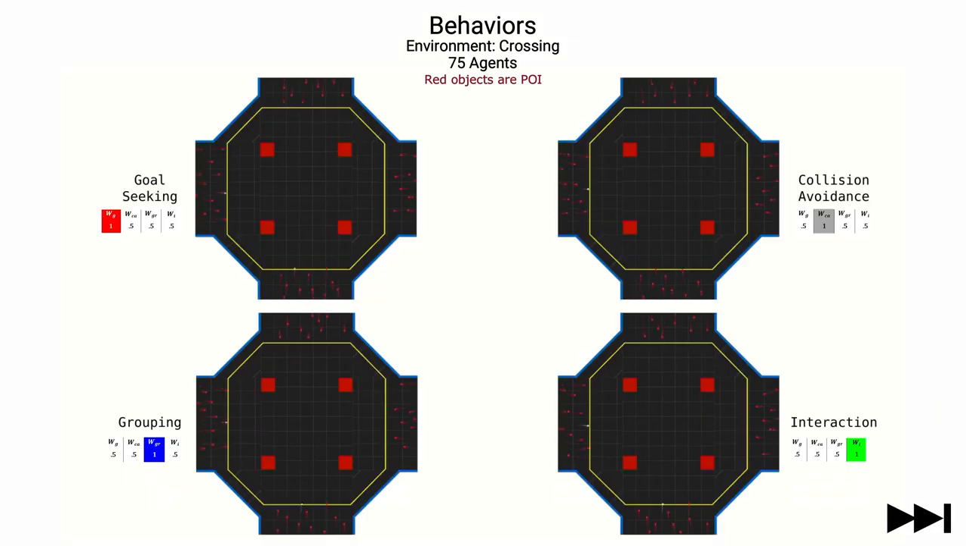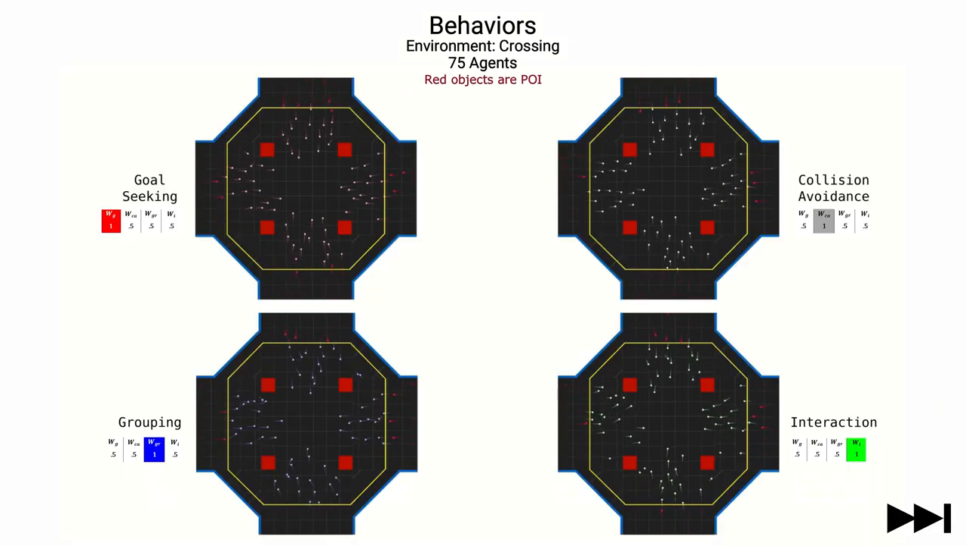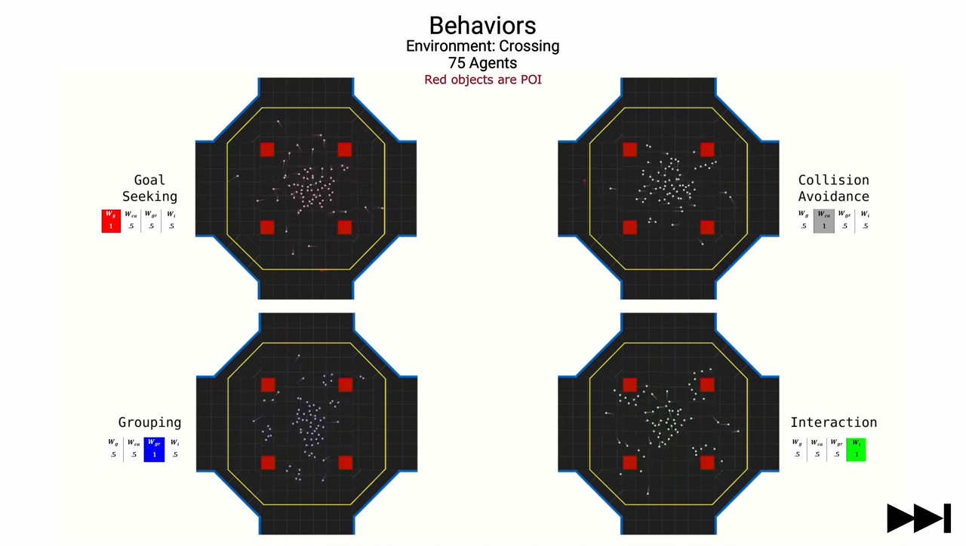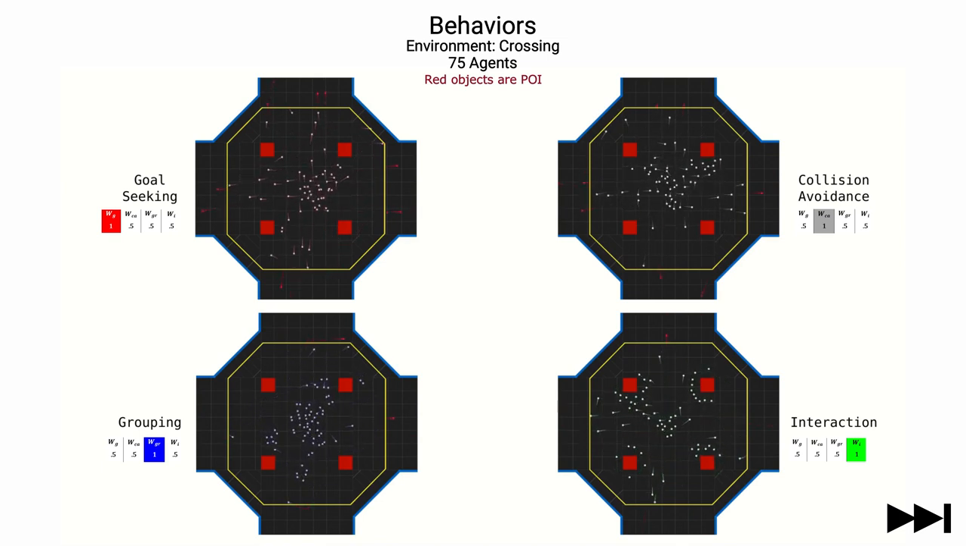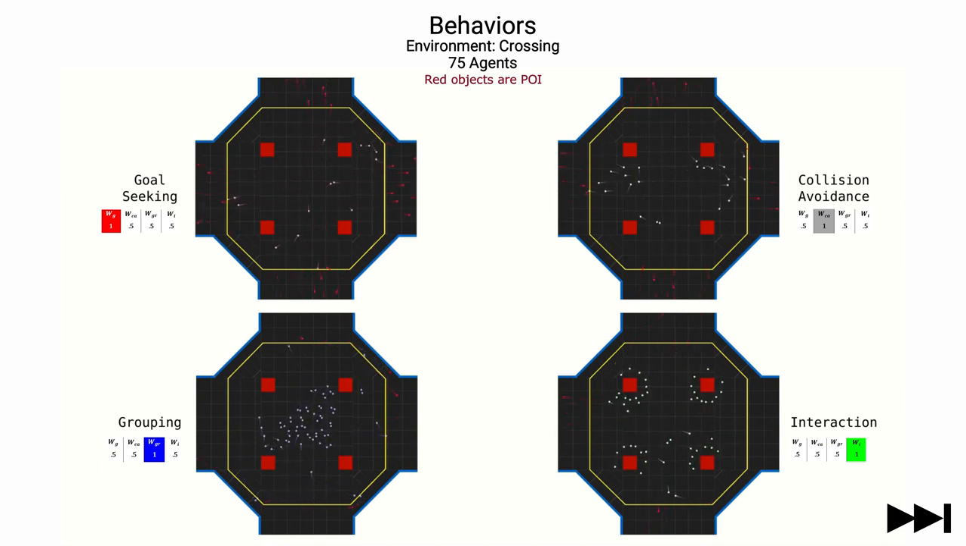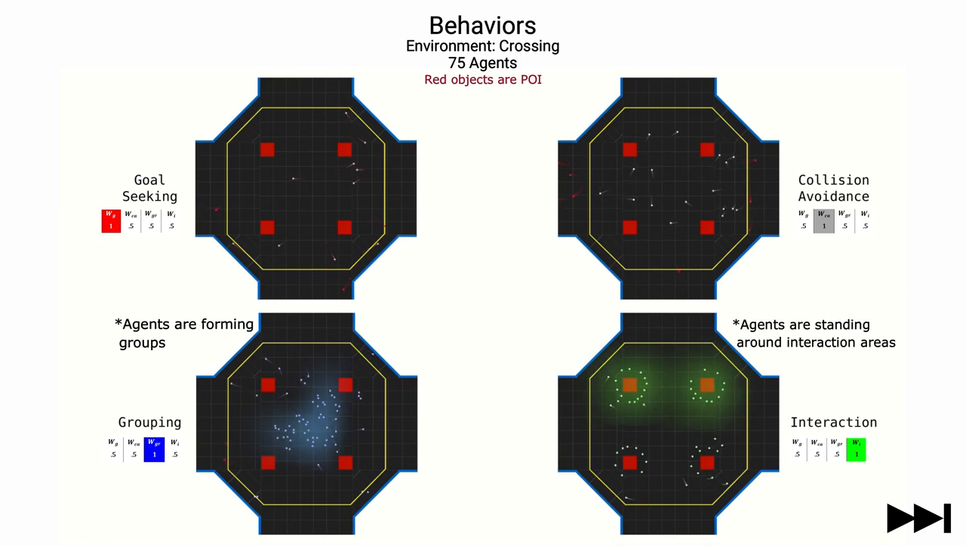For the same profiles, our system can handle more complex scenarios in different environments, still giving rise to some striking patterns. For the grouping dominant behavior, for example, we observe that multiple agents concentrate in several spots, while for the interaction behavior, they circle around specific objects of interest.